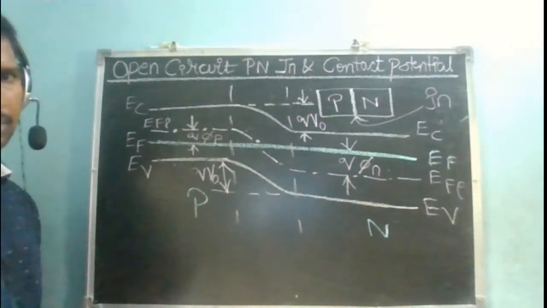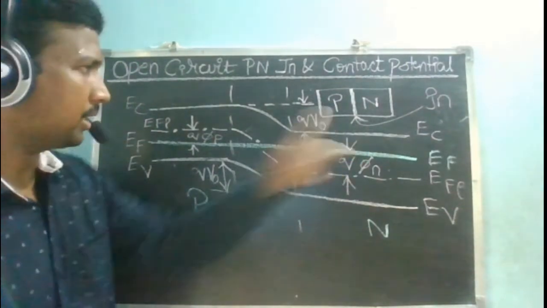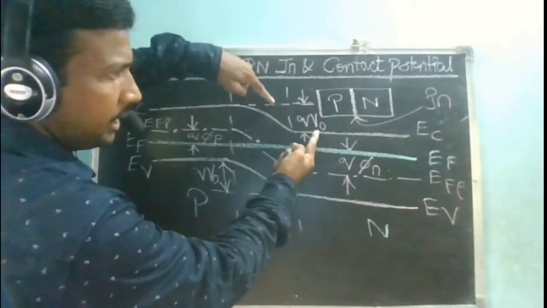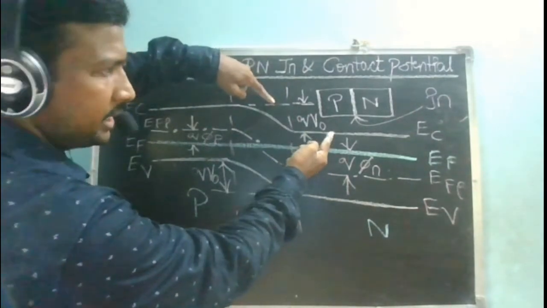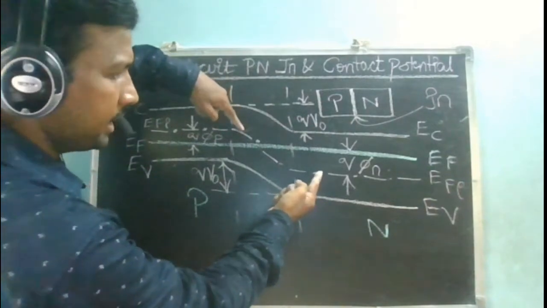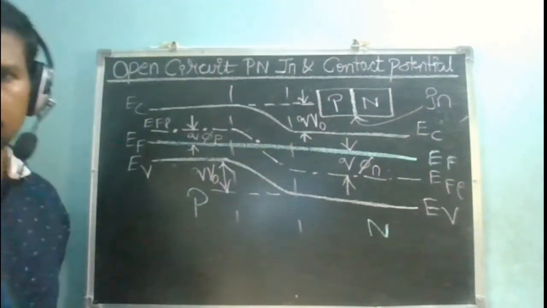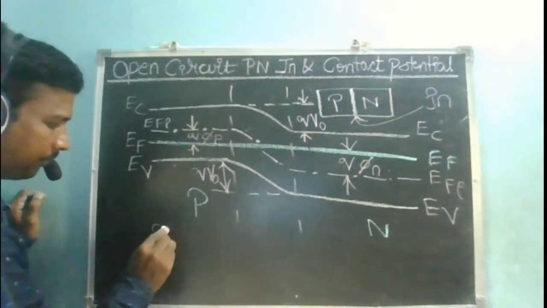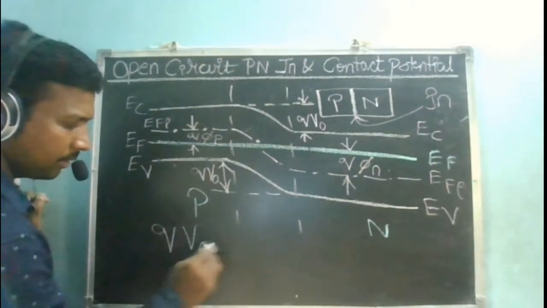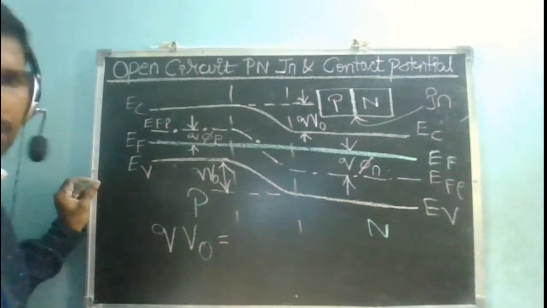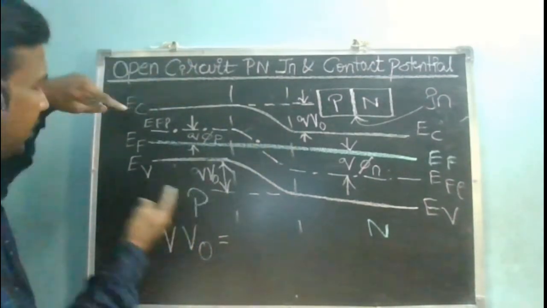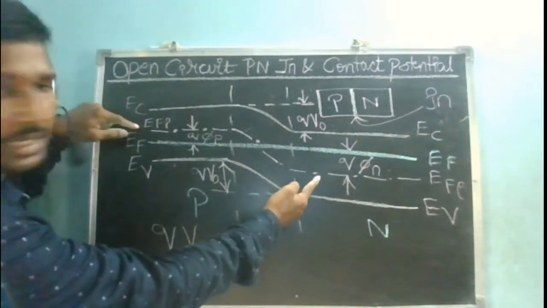Suppose I ask you to derive an expression for this V naught, how do you derive it? I told you that the distance between EC and EFi is the same as the distance between EFi and EV. So that concept you can use. I am writing Q times V naught, which is the distance between EC and EFi.